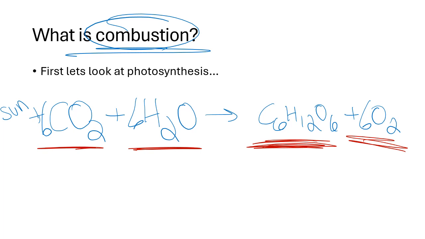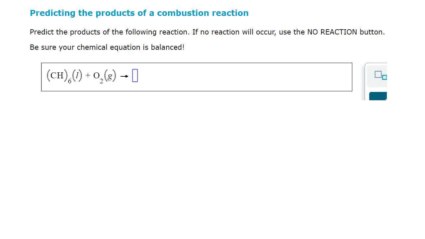And they form energy. So the energy from the sun is what makes this glucose and makes this reaction happen. And the opposite is what combustion does. I'm going to balance a couple combustion reactions. That's all I really am asking, other than maybe to explain where energy is formed.